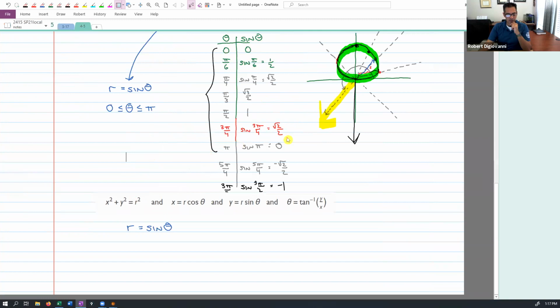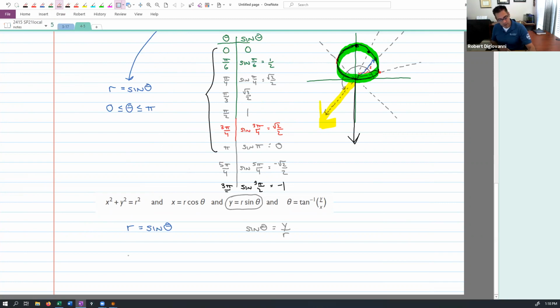How can I convince myself that this might be a circle? All right, well, here's one thing we could do. Look at this. Do you all agree that y is r sine theta? Yes? So you could solve that for sine theta and get that that is y over r, right?